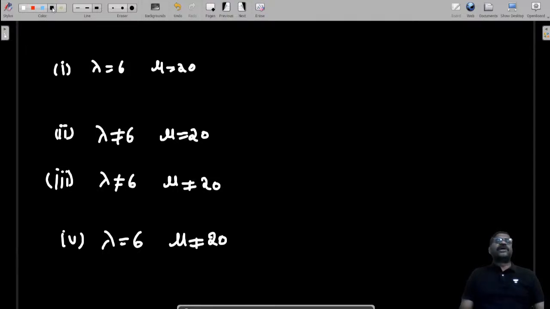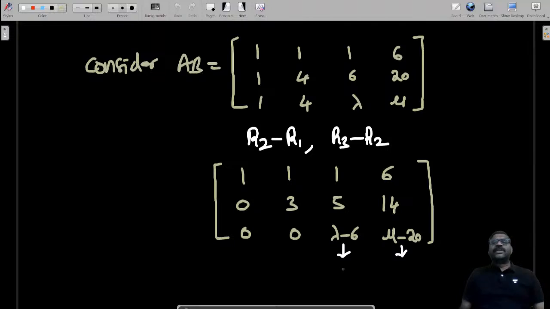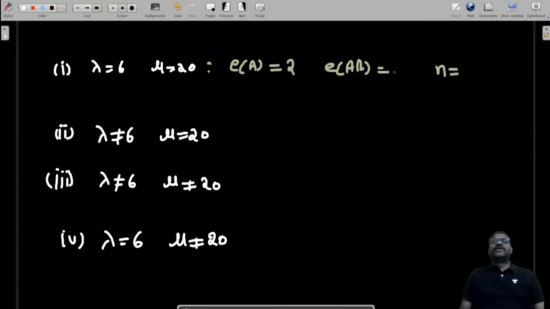In all these four possible combinations, first I am talking about first combination, lambda equal to 6, mu equal to 20. In this combination, what is rank of A and rank of AB and the number of variables? Please observe. When both are equal, this becomes 0, this becomes 0, last row becomes 0 row. Then rank of A equal to 2, rank of AB equal to 2, number of variables 3. In this case, the system possesses infinitely many solutions.